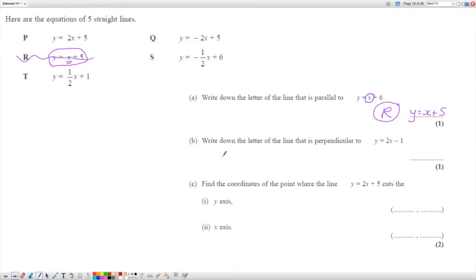Let's take a look now at the next one. We're asked to write down the letter of the line that's perpendicular. Okay, so perpendicular is also really important about gradients, and it's looking about this number here. For a line to be perpendicular, we call the gradient in one line n. A perpendicular will be the negative reciprocal, -1 over the gradient. So here we have a gradient of 2. So here we are looking at 1 over 2.